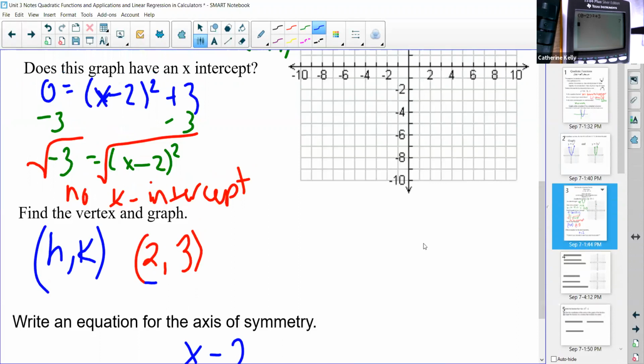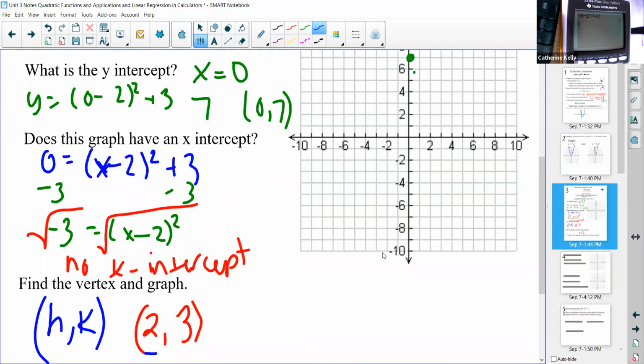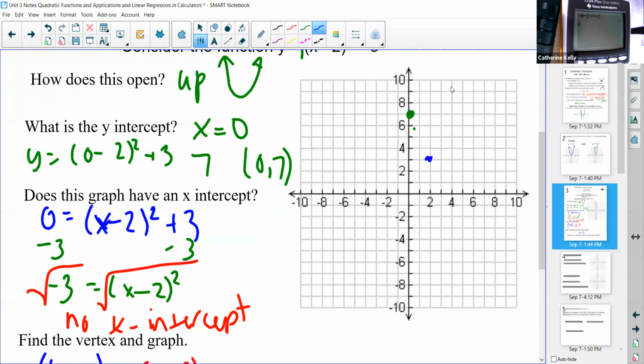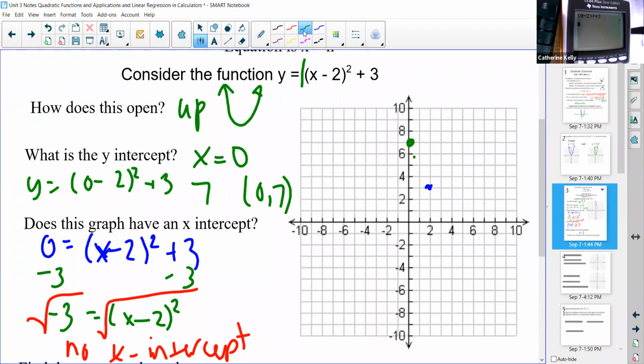So if I were to graph that, I would find the vertex at 2, 3. So I'm going to go over 2, up 3. And that's also the axis of symmetry, x equals 2. So here's my axis of symmetry line, and my curve would go like this. It's symmetrical on both sides. See how this is 2 over? This is also going to be 2 over from that axis of symmetry. So there's my graph. Let's see if we graphed it correctly.